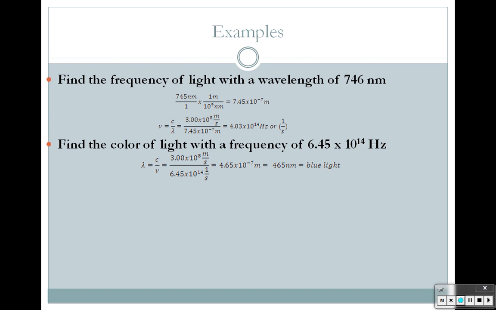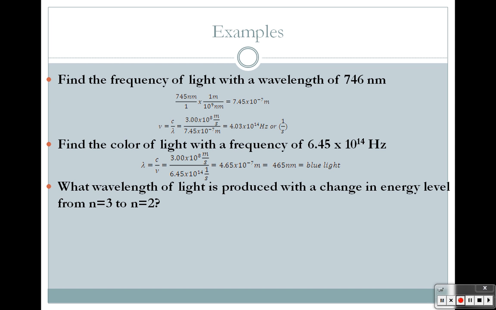All right, now for the big one. What wavelength of light is produced with a change in energy level from n=3 to n=2? So obviously you're going to need your Rydberg equation. So go ahead and solve that. So here is the Rydberg equation. So first I've got my Rydberg constant, 1.097 times 10 to the 7th 1 over meters, times 1 over 2 squared. The 2 comes from here. That's my final energy level. Minus 1 over 3 squared. That's my initial energy level.